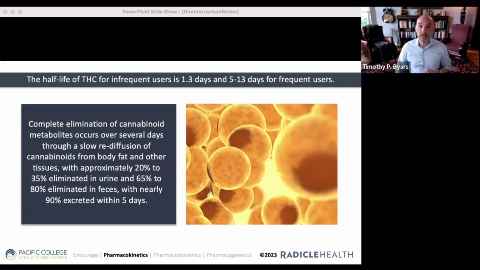Residual levels of cannabinoids remain in the body for a long time in long-term users. The half-life of THC for infrequent users is about 1.3 days, but it can be 5 to 13 days for frequent users. So, sometimes if somebody's worried about taking a drug test because they've used cannabinoids and they're a long-term user, they may have to abstain for about 30 days before it's completely eliminated from their system. After inhalation, the metabolite carboxy THC can actually be detectable in your plasma for about a week.